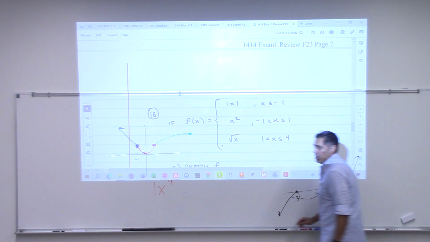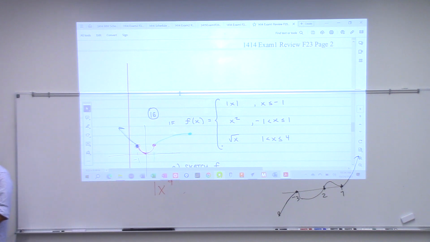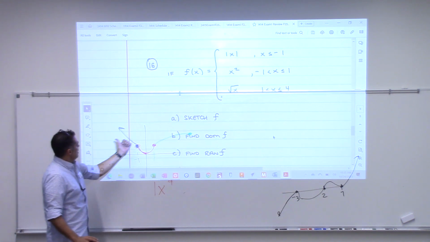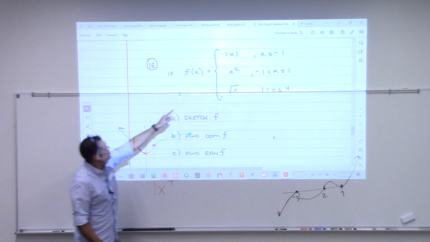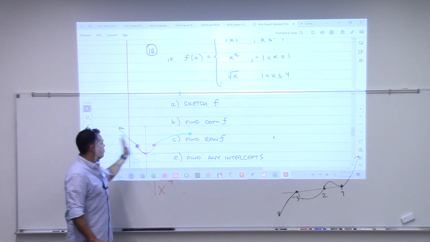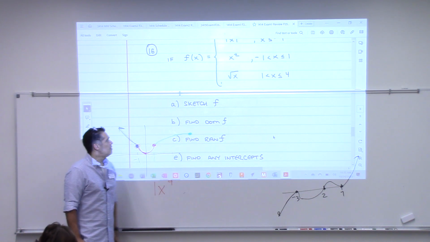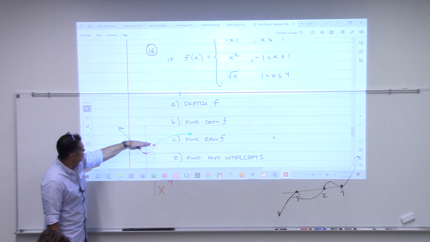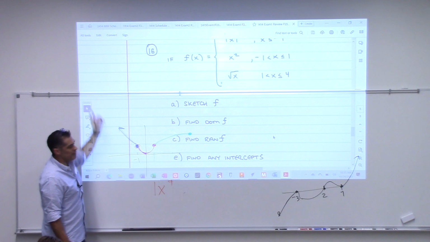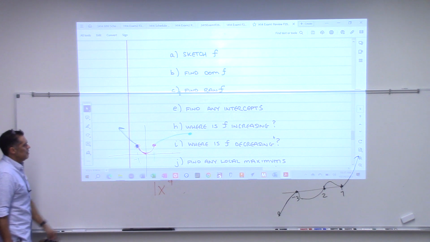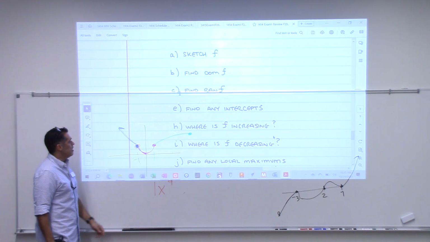And then you have to answer all the questions. So sketch it, done. Find the domain. Well, the domain goes this way forever because there's an arrow here; it didn't have a restriction. So from -infinity all the way to 4, including 4. Range would be from where? Nothing down here, right? So from 0 to infinity, this goes forever. Any x-intercepts? 0.